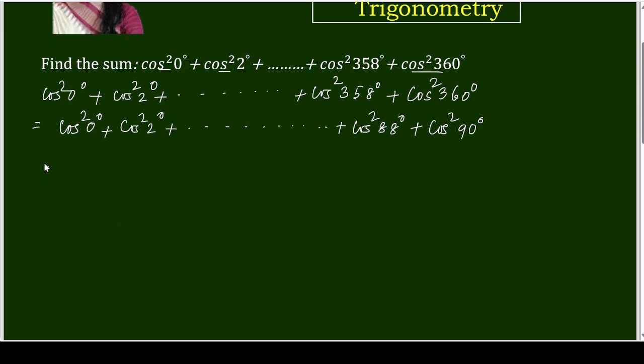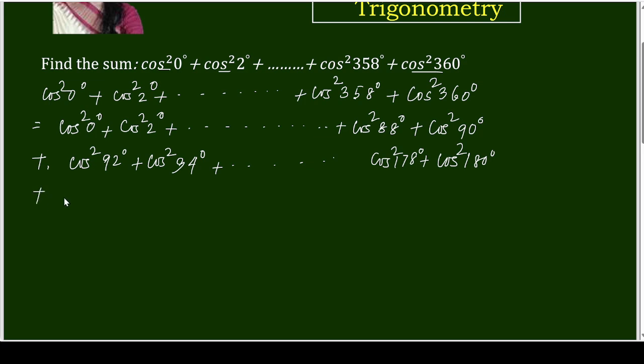Next I'll make the series cos square 92 degree, cos square 94 degree, up to cos square 180 degree. So before that certainly it will be cos square 178 degree. Third series is again cos square 182 degree plus cos square 184 degree. I am not writing all the terms, you must understand there are similar terms in between, up to cos square 270 degree.